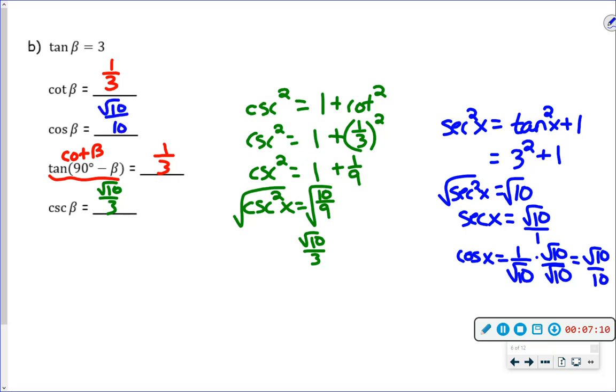So again, I don't know if it's any faster than just trying to draw yourself a triangle from the given information. I'm going to label one of these beta. We have tangent 3, so we know opposite and adjacent, and then you could find your missing side and run through and figure them out that way. It said to use identities in the directions, so that's why I went through and used some of our identities. But again, as long as you can get the answers, I will be very happy with you.